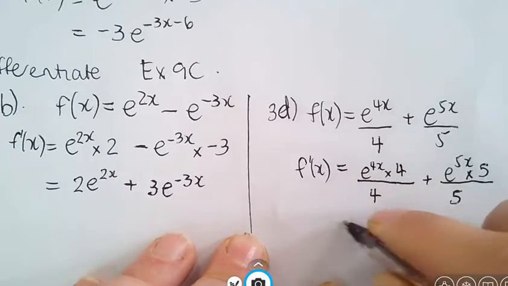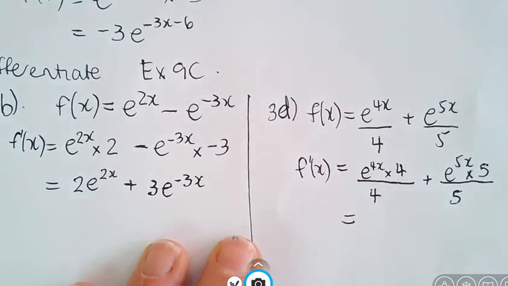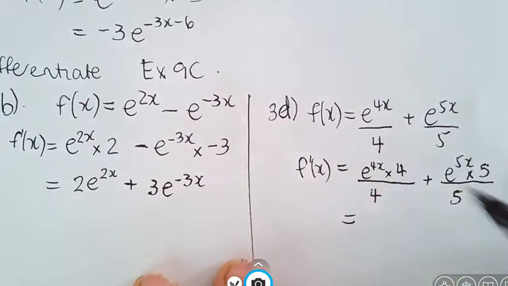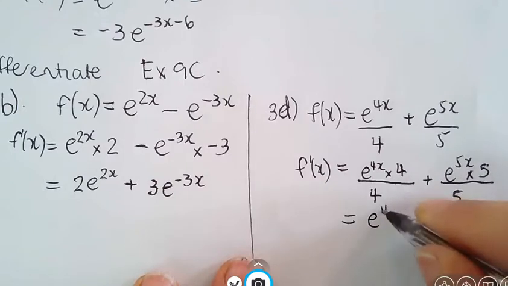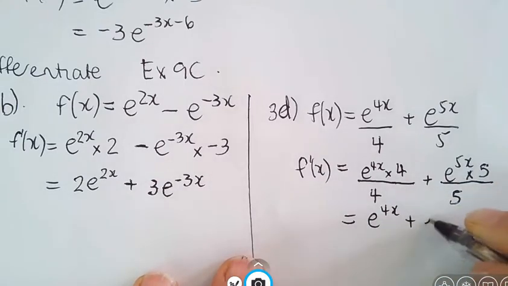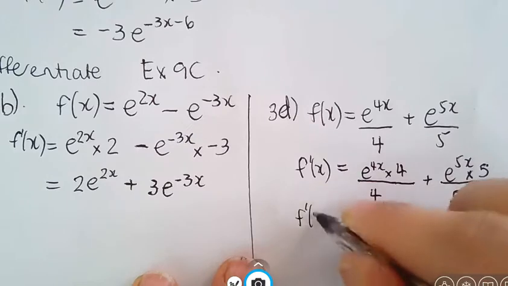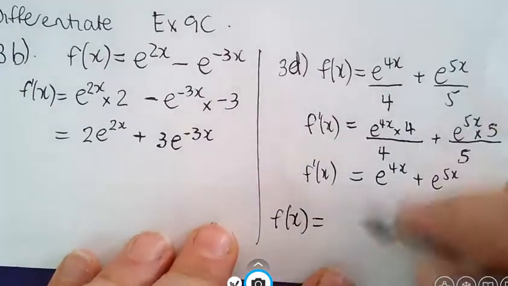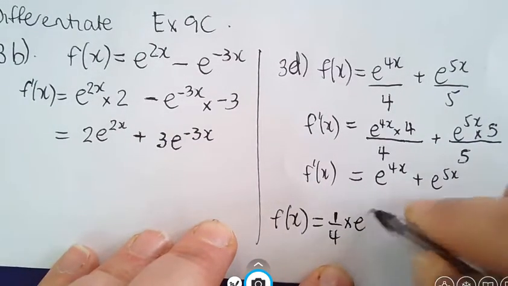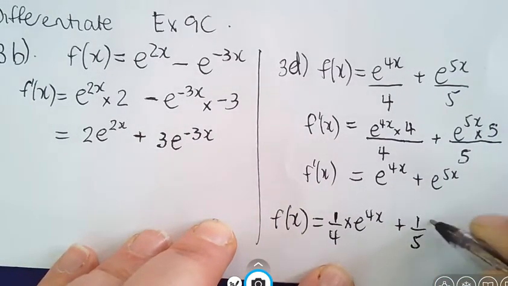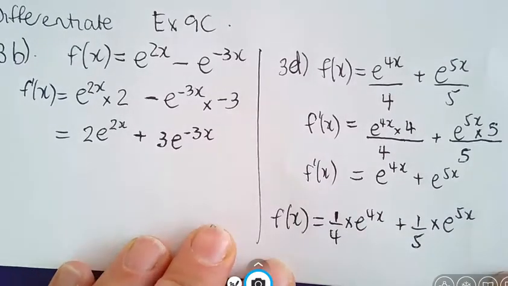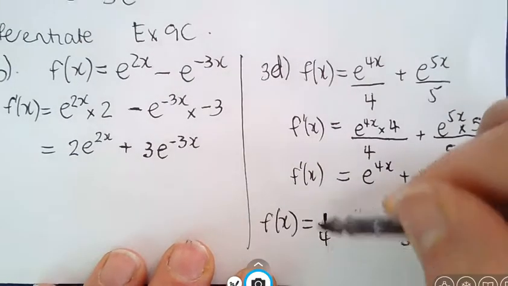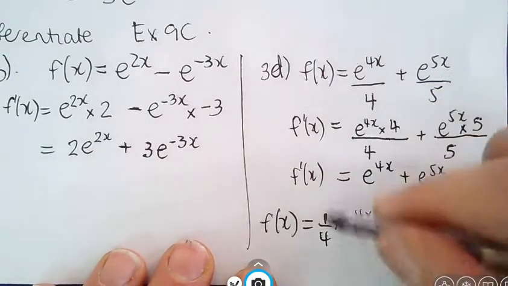The derivative of 5x is 5. What happens with the 4s and the 5s? They cancel. That is the same. You could have written it. I'll show you another way to write it in a minute. The 4s cancel, and you get e to the 4x plus e to the 5x. Now, the other way you could have done it is rewritten the question as follows. That is a quarter times e to the 4x plus 1/5 times e to the 5x. It's the same thing as writing it that way. When something is over 4, that's a quarter of it. 4 is on the denominator.